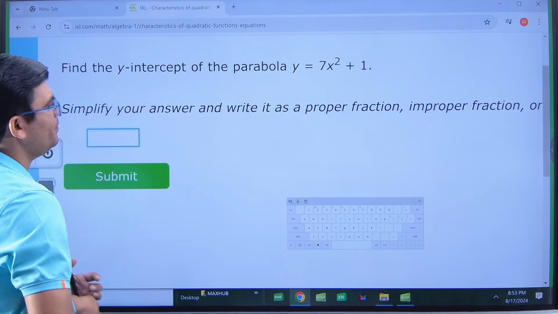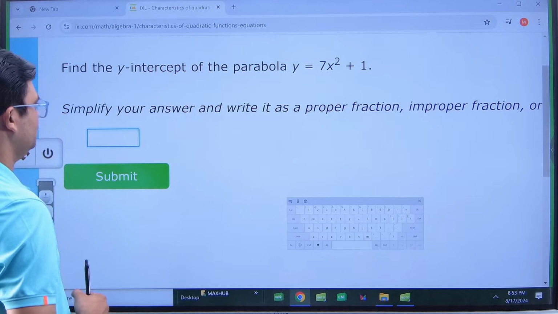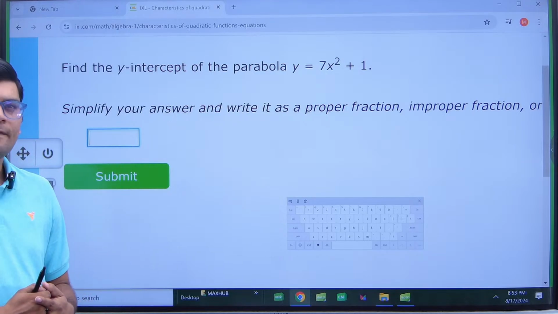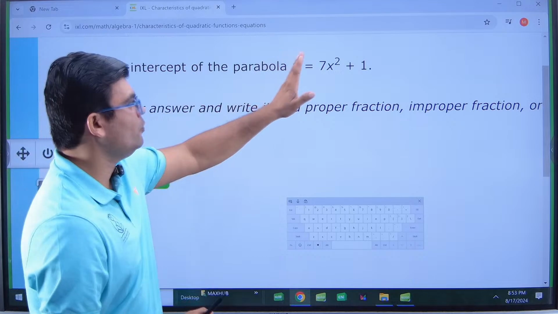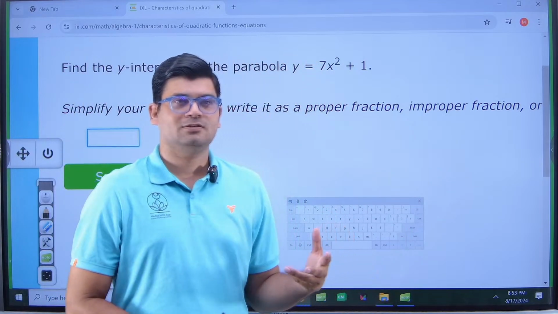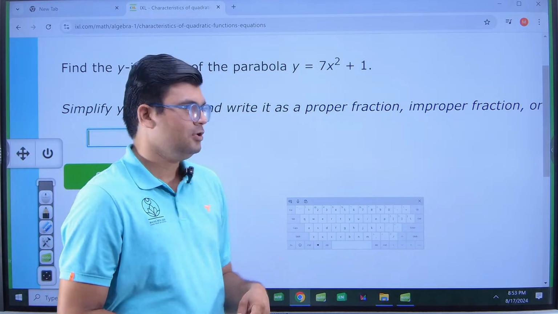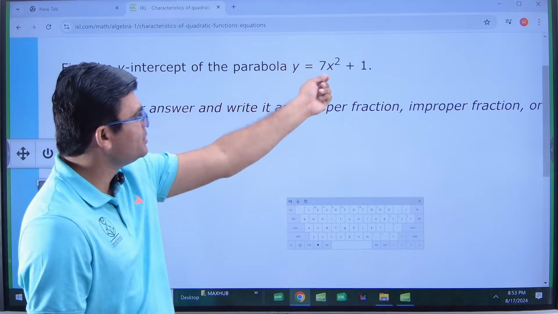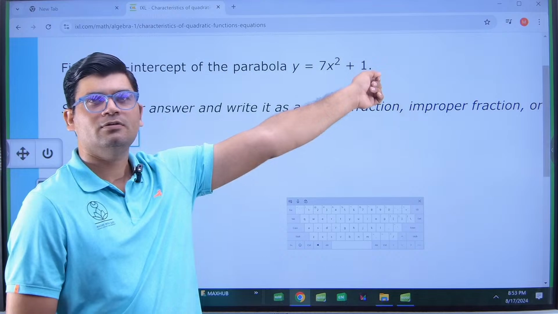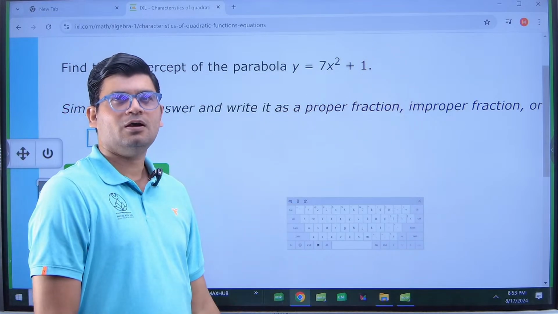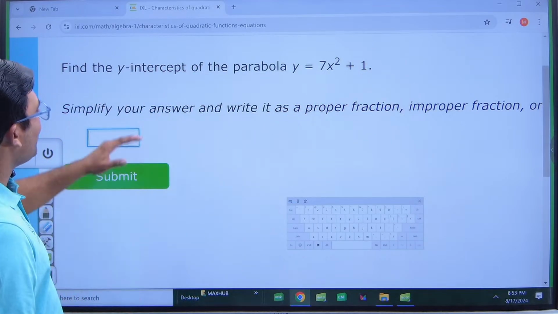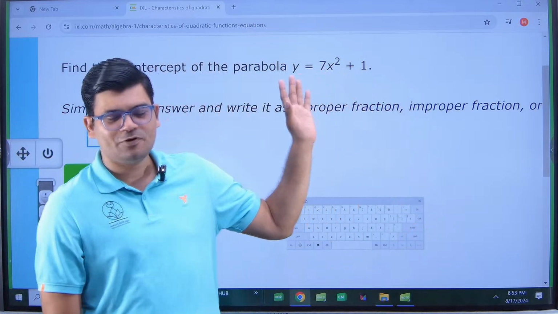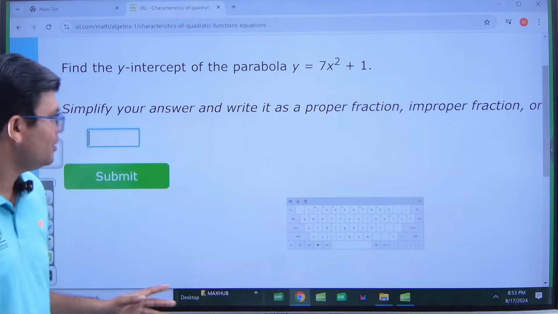Find the y-intercept of the parabola. Y-intercept, sir, means... you said when there's x squared, the y-intercept is always 0, no? Yes, for x square only, if you don't have anything else. But we have plus 1 here. Yes. So in that case, if you put x is equal to 0, it is going to be 1. So the parabola is always going to go through 1 only, because if you keep x as 0, you get y as 1. Yes, sir.